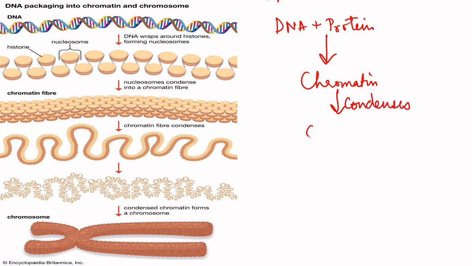to form chromosome. In this picture also you can see the DNA, the double helical structure, which is wrapping around the histone proteins, forming the chromatin fiber. This chromatin fiber is condensing, meaning it is coiling and supercoiling, to form a chromosome, a chromosomal structure.